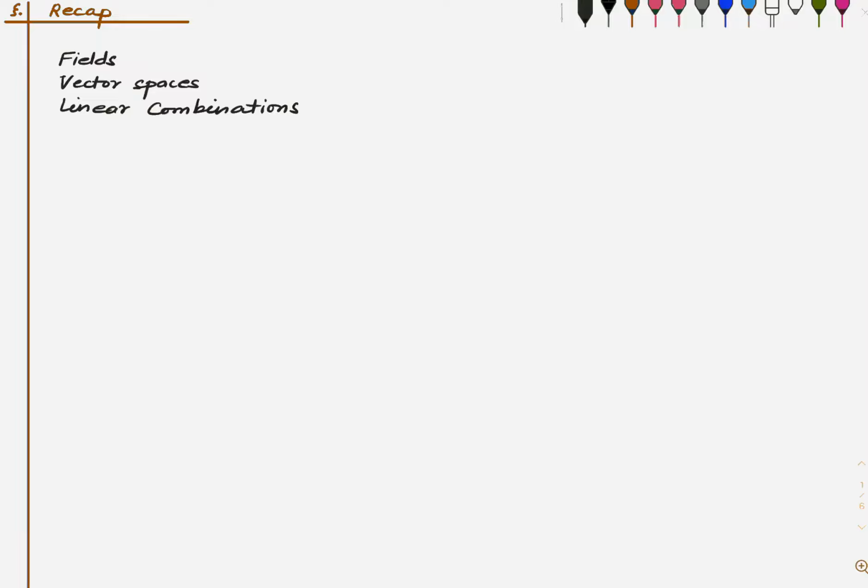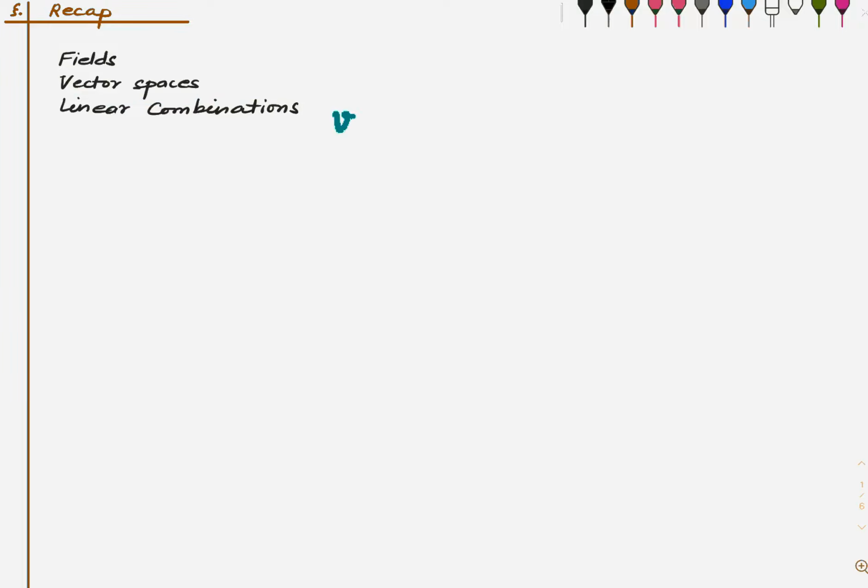In this lecture, we'll discuss the notion of linear independence and let us recall what we need. So, of course, we will need the definitions of a field, a vector space, and most importantly, we will need the definition of a linear combination.